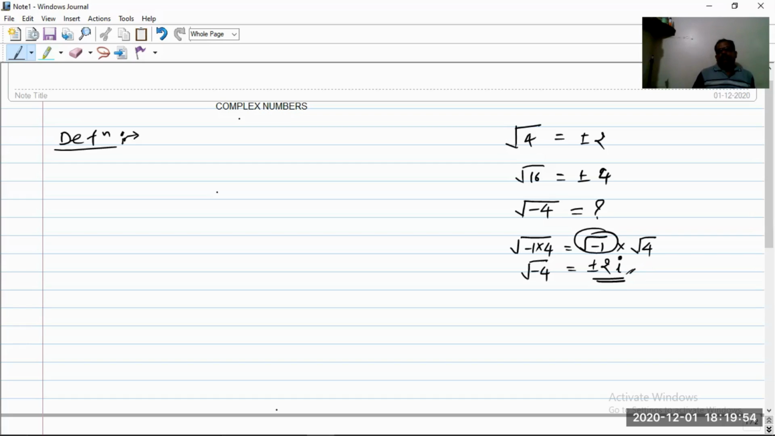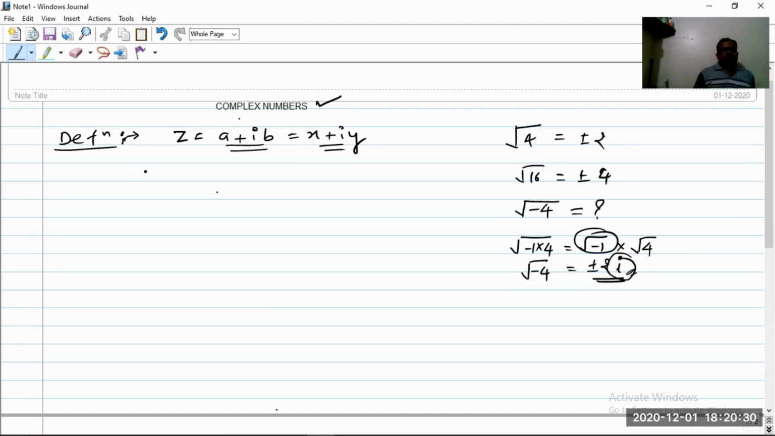So the introduction of the square root of minus 1 will introduce a new type of number known as a complex number. So what do we mean by complex number? In general, we denote the complex number by z, and it is expressed as a plus ib, or in some cases it may be written in the form x plus iy. Some different publishers may use different notations, either a plus ib or x plus iy.